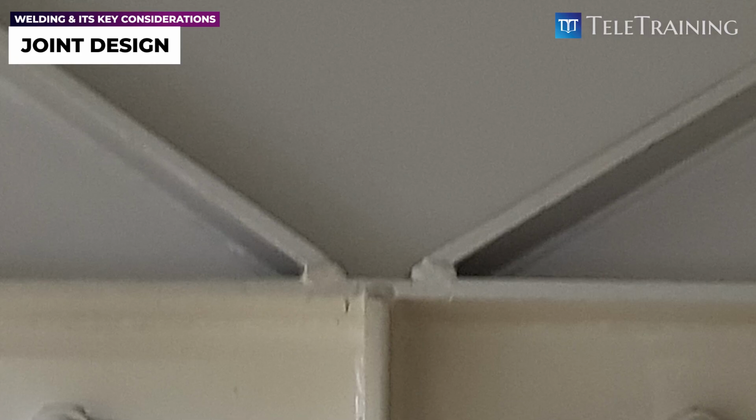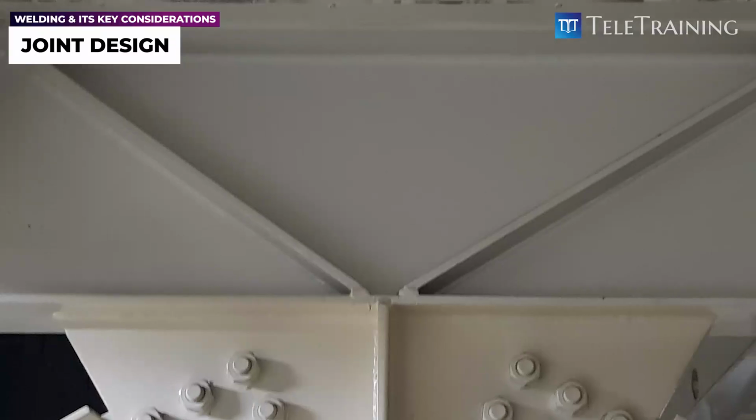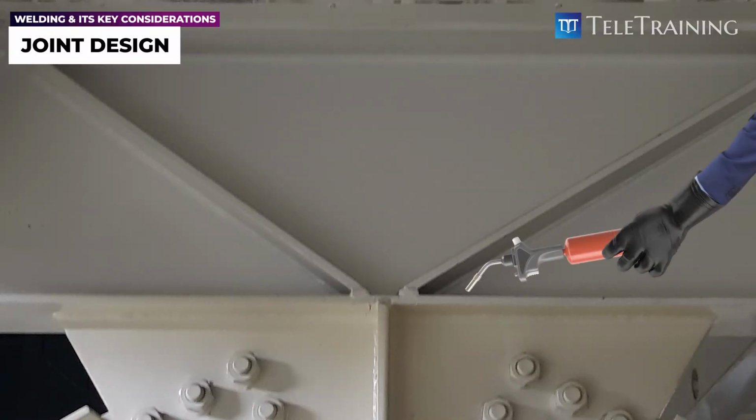It is important to note that the joint design also includes designing the geometry of the adjoining base plates. This is crucial in order to enable welding gun access at an appropriate angle, which is essential for producing a weld of excellent quality.